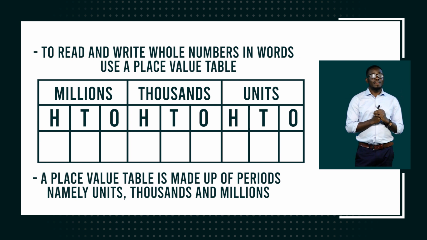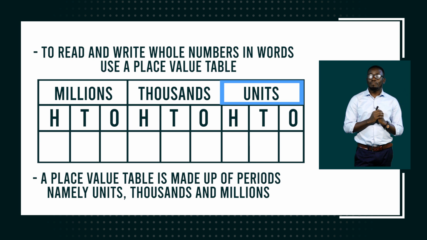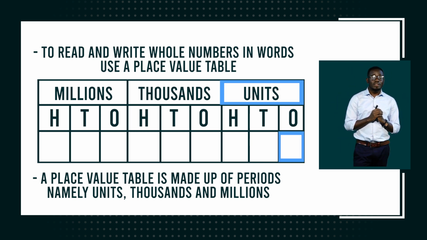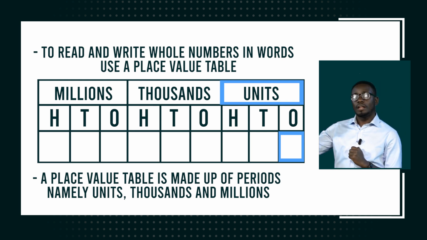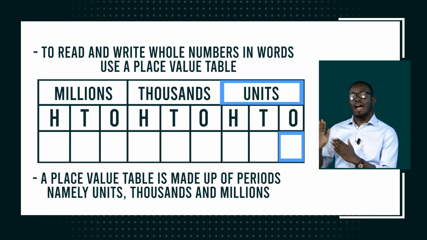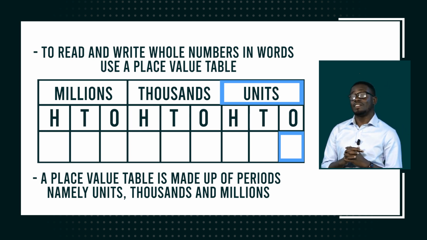So after identifying that, then you get those digits, you fill them in the place value table, starting from the right side, starting from the units period. You fill the digits, starting from the last one, under units, under ones. Fill the digits properly in that place value table. Then after filling the digits in the place value table, now you can start reading separately. Read the numbers in each period separately.